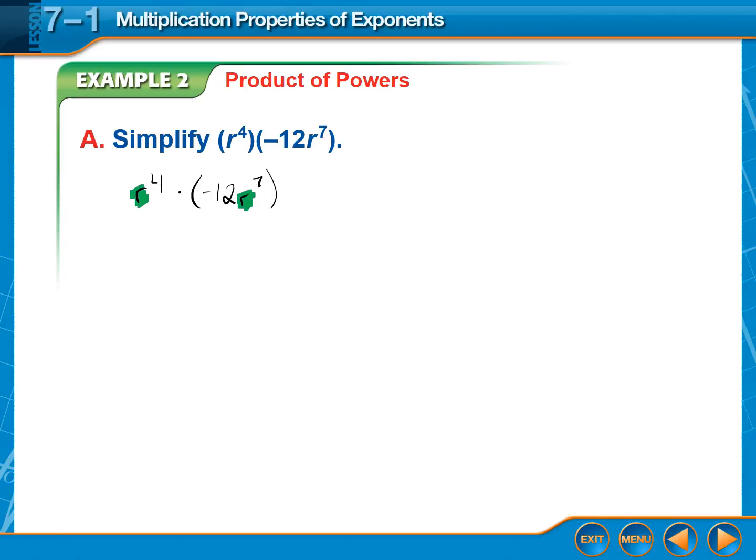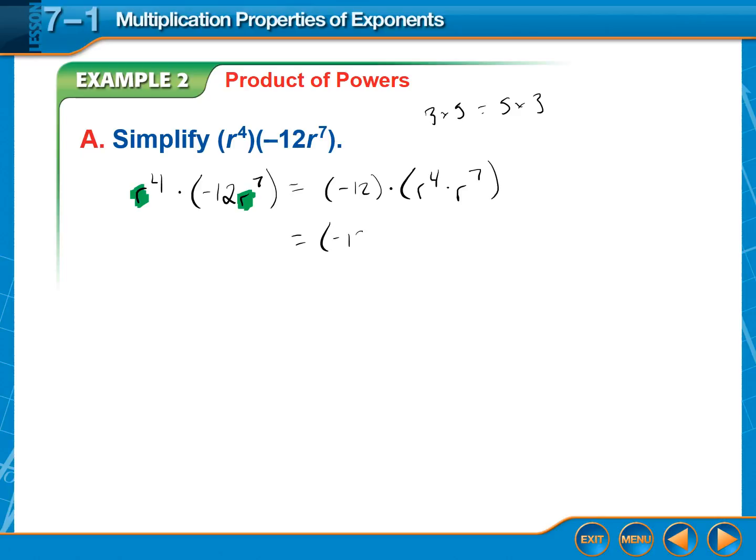So what I can do is I can rewrite this expression using the associative property, or sorry, the commutative property. I can rearrange this because the order doesn't matter that I do multiplication in. Whether I do 3 times 5, that's the same thing as doing 5 times 3. So when I'm multiplying, I can rearrange the multiplication however I want to do that. So I can take this negative 12 out, and I can multiply r to the 4th times r to the 7th power.